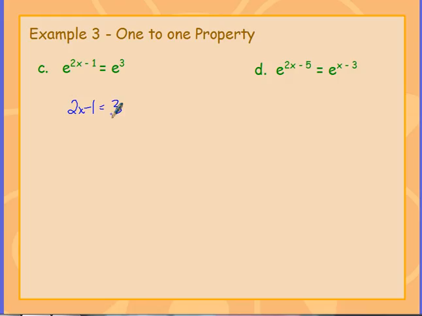And now, guys, algebra, solve for x. What would I do? I would add 1, which would be 2x equals 4, and then divide by 2, x is equal to 2. So now I know x is 2, and you are correct. If I plug in a 2 here, 2 times 2 is 4, minus 1, so it would be e to the third power. See how that works?